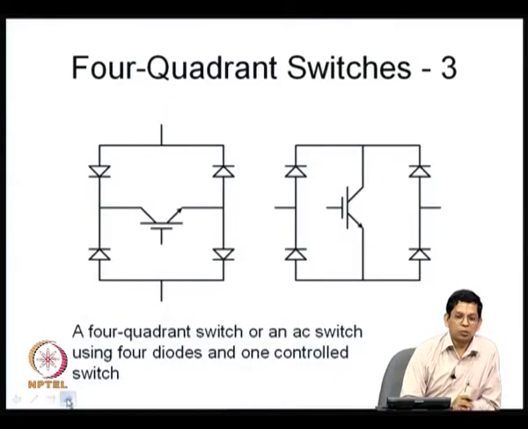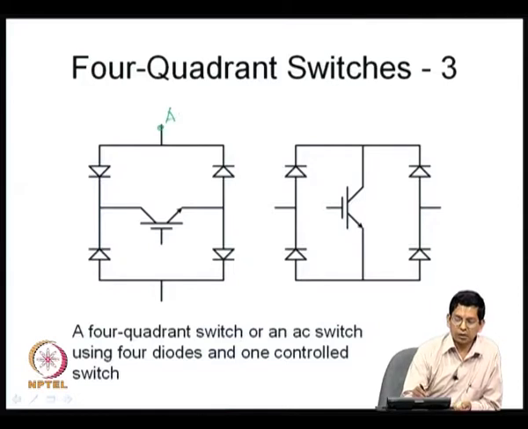Let us say this is a little more than that, just another realization of how exactly you go about doing it now. What I have tried to do is I have used 4 diodes and a single transistor, or a single control device, 4 uncontrolled devices and a single control device. Let me call these points as A and B, these are the terminals of the switch now. Is this a 4 quadrant switch?